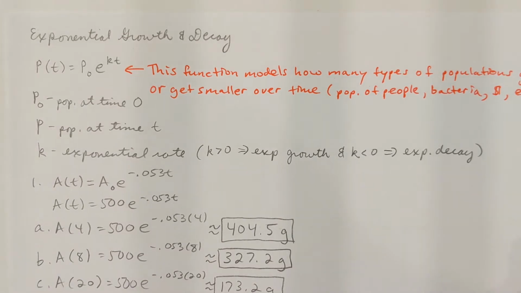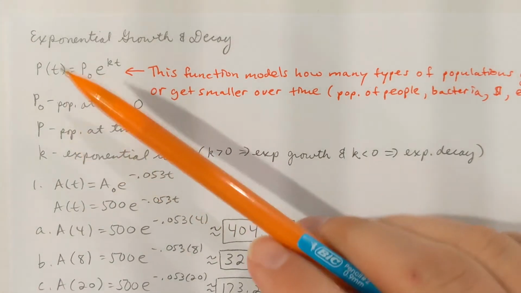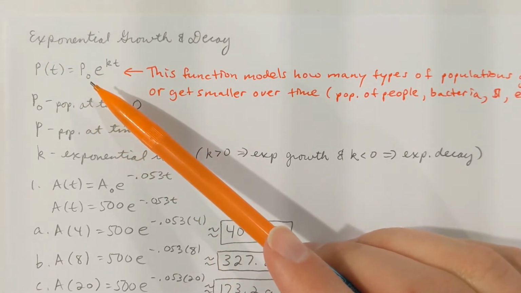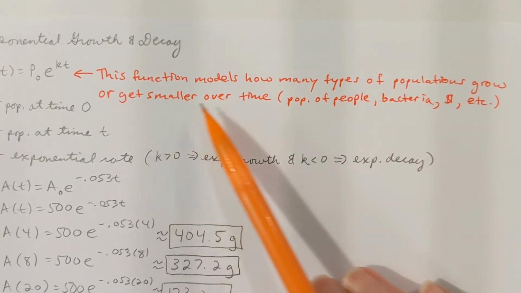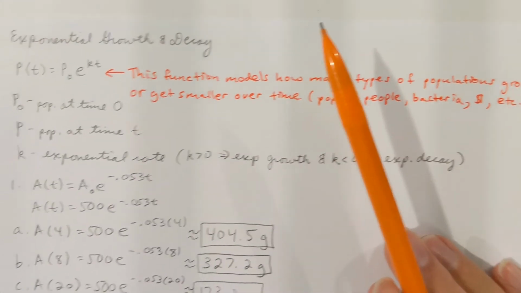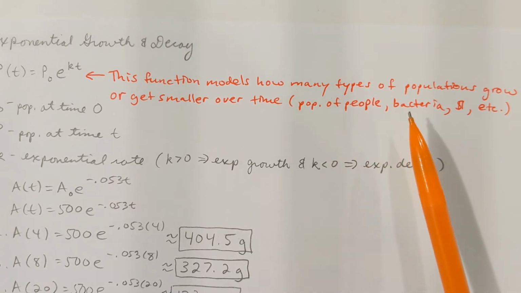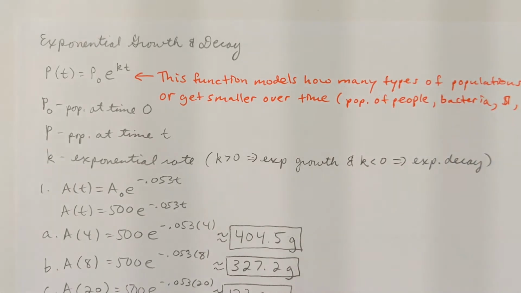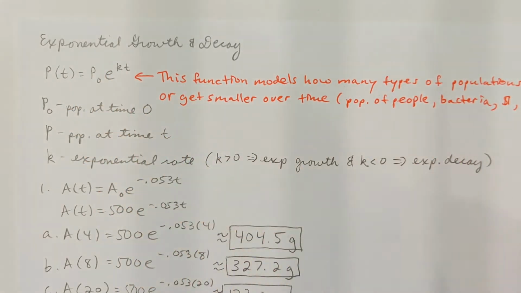Before we look at a couple of problems, in a lot of the problems we'll be using the function which is written here, P of t equals P sub 0 times e to the kt. This is a function that models how many types of populations grow or get smaller over time, whether that be the population of people or bacteria or money. Usually when you're studying how a population is growing or getting smaller over time, it's going to be something that either looks like this formula or very much resembles this formula somehow.